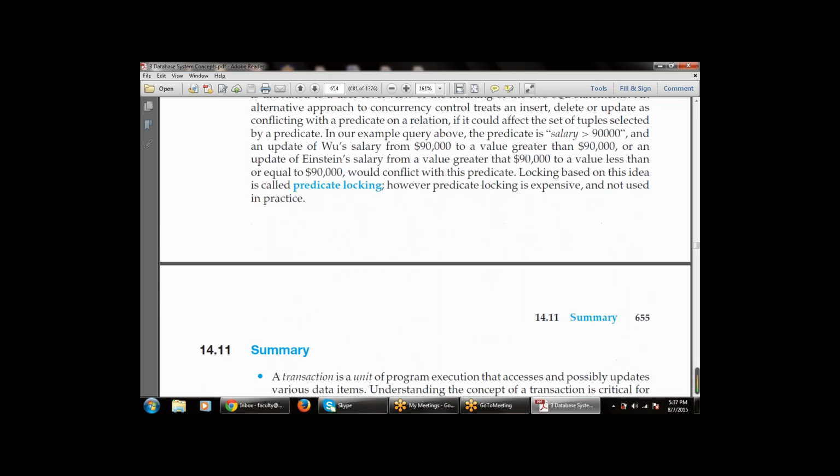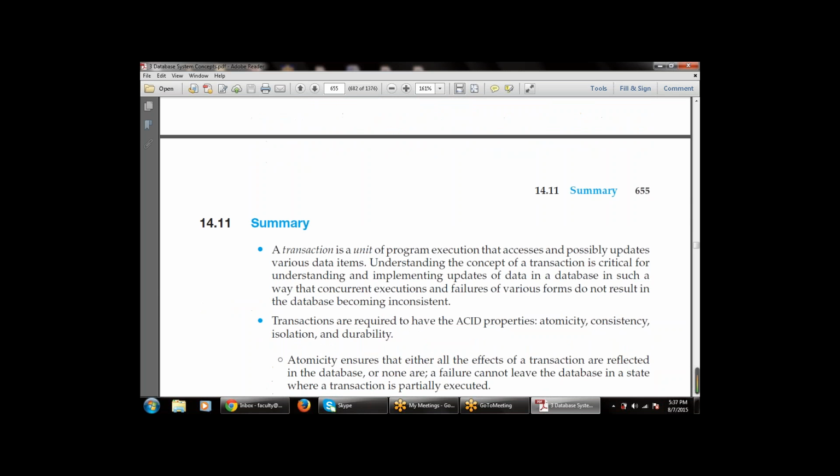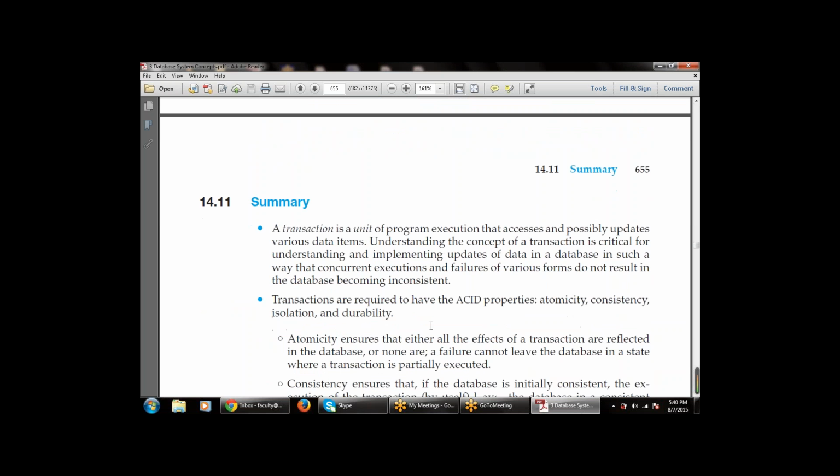Next is the summary of the chapter. A transaction is a unit of program execution that accesses and possibly updates various data items. Transactions have the ACID properties, that is, atomicity, consistency, isolation and durability. So these are the four ACID properties of transactions.